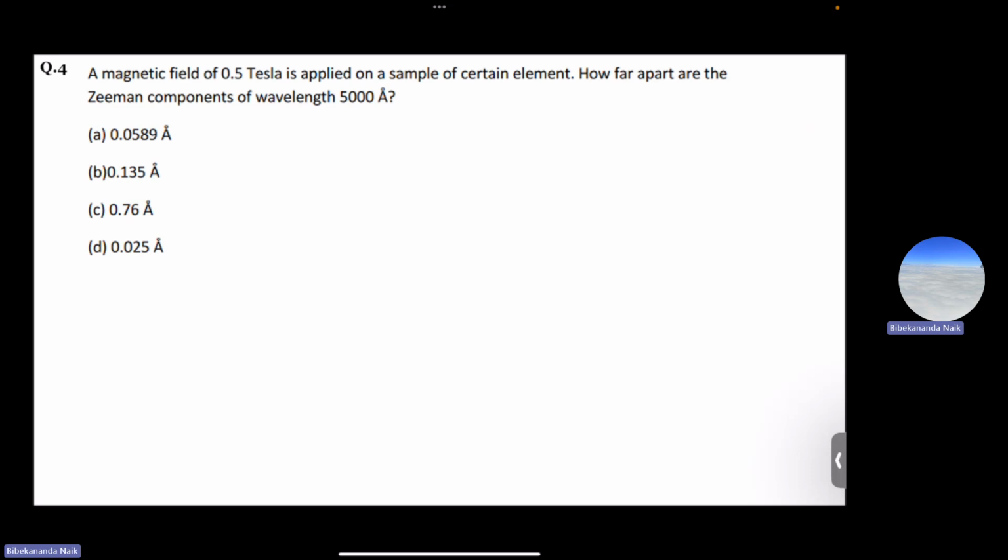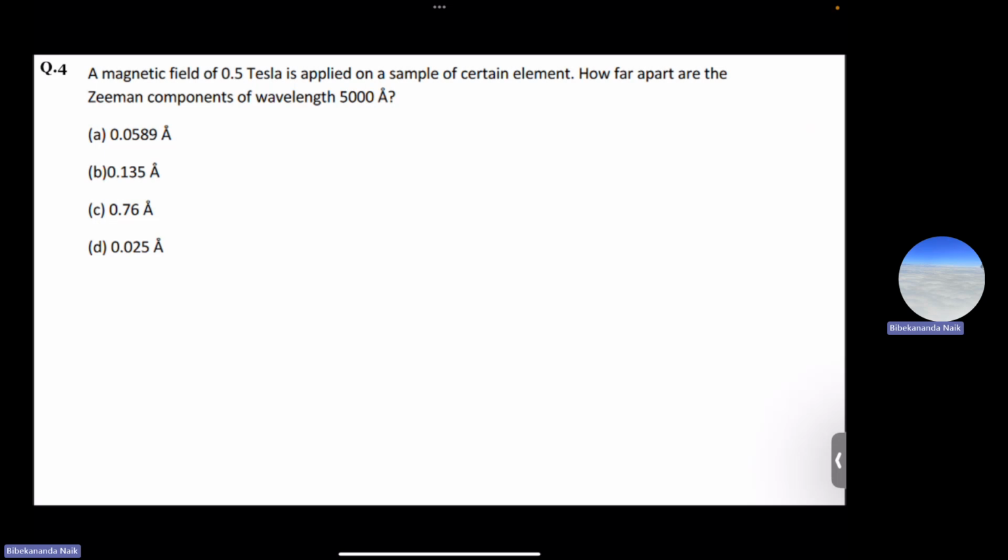Now if we move to the fourth question, the question is: a magnetic field of 0.5 Tesla is applied on a sample of a certain element. How far apart are the Zeeman components of wavelength 5000 Angstrom? Options are option A 0.0589 Angstrom, option B 0.135 Angstrom, option C 0.76 Angstrom, or option D 0.025 Angstrom.